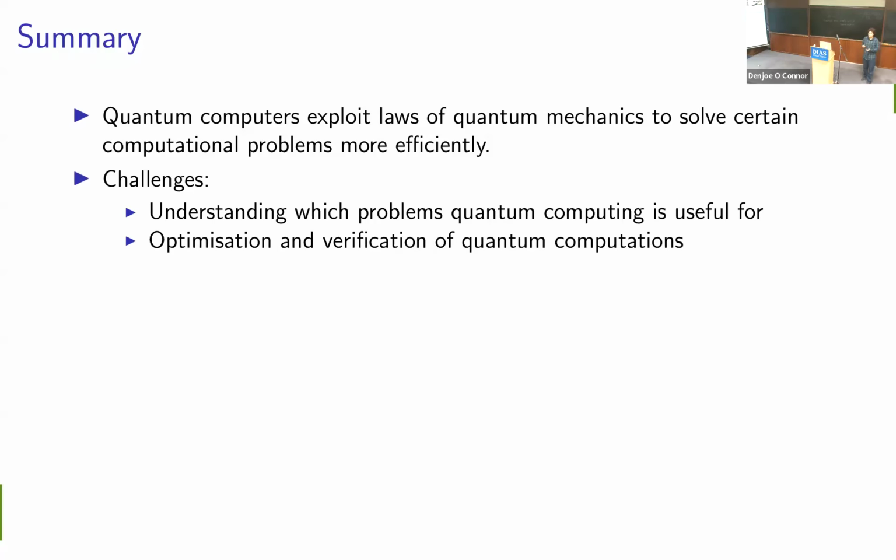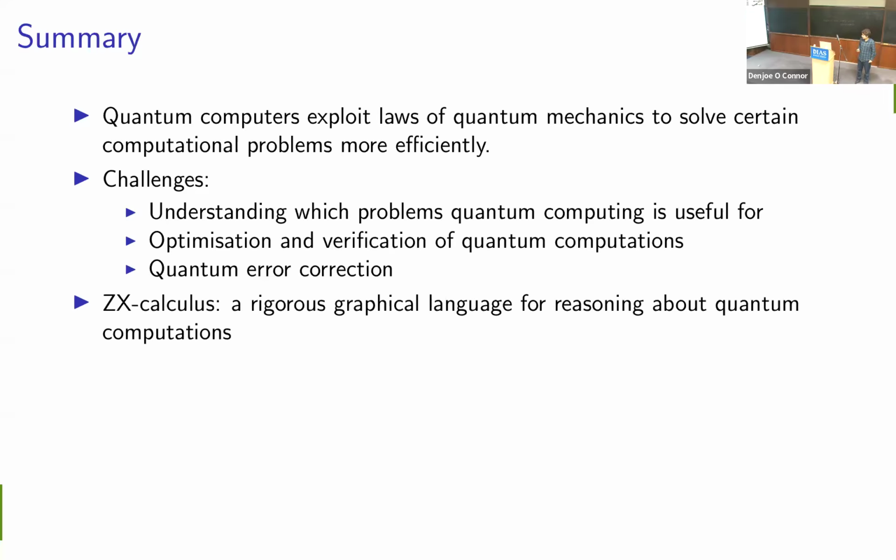We want to know how we can optimize our computations on a quantum computer and how we can ensure that the quantum computer really does the thing that it's meant to do. We need to understand how to do quantum error correction, because it's impossible to avoid errors in a quantum computer. And so that was the overall summary of the field of quantum computing.